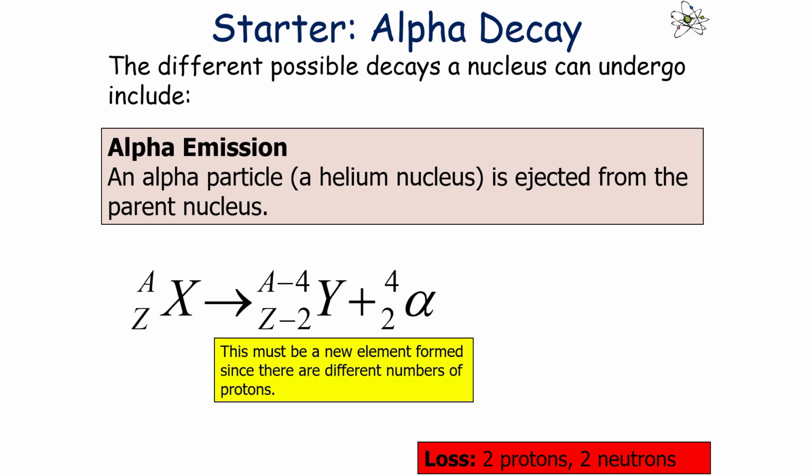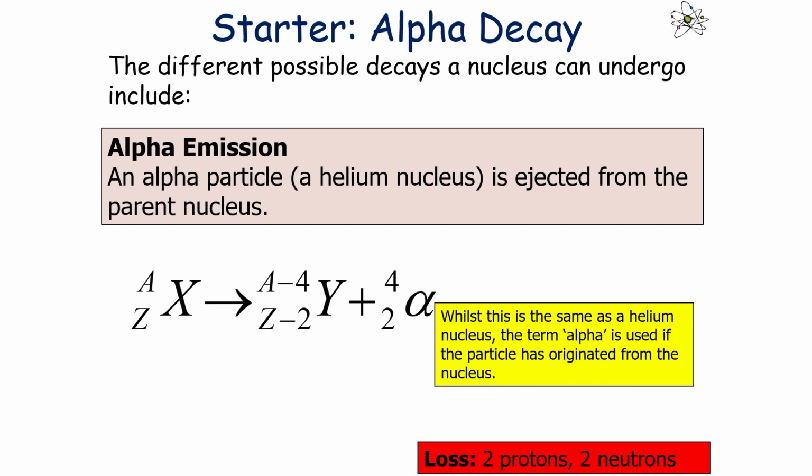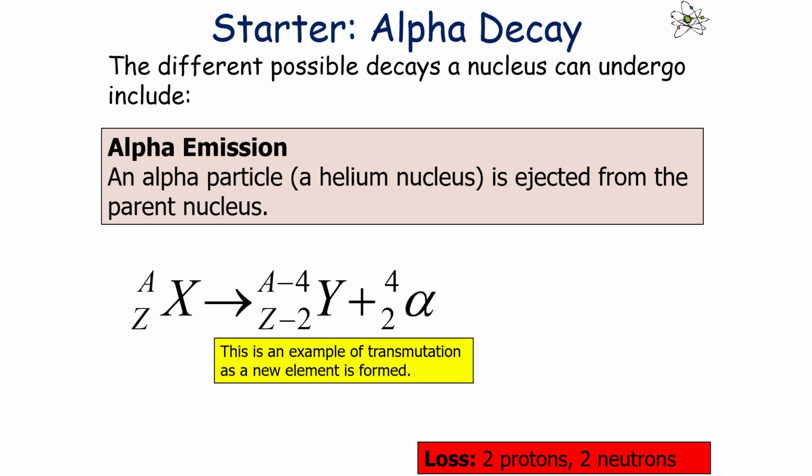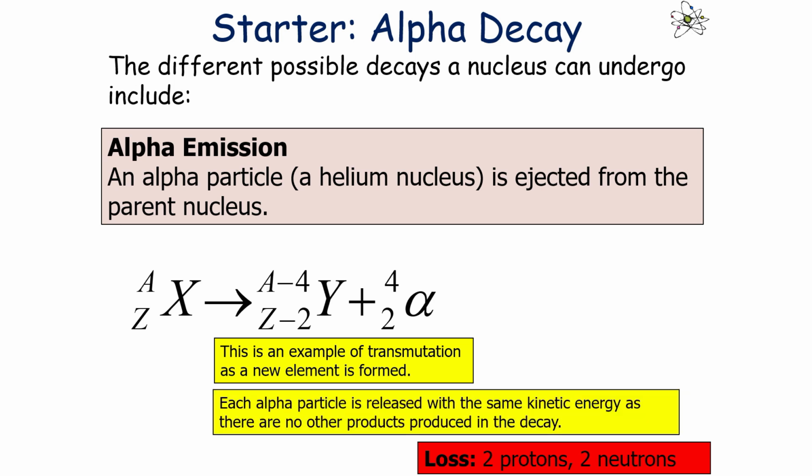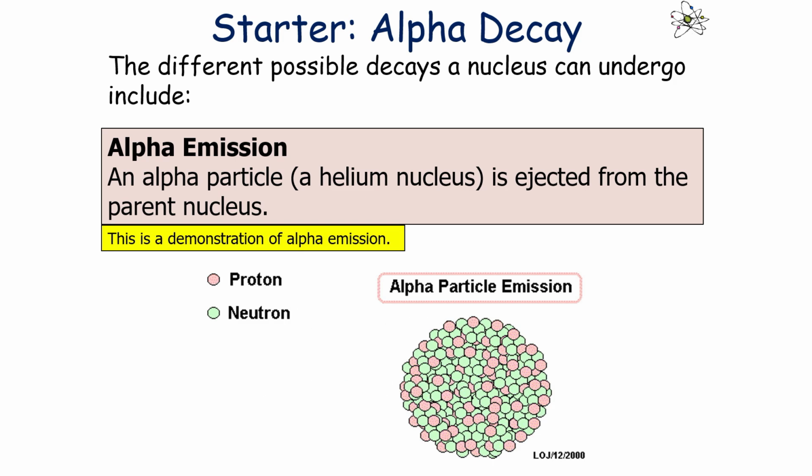Now you've got a new element formed because we've lost 2 protons. Now whilst this is the same as a helium nucleus, the term alpha is used if this alpha particle has originated from the nucleus. So this is an example of transmutation as a new element is formed, which is formed 2 places lower on the periodic table than the parent element. Now each alpha particle is released with the same kinetic energy as there are no other products produced in the decay, as you can see in this particular animation.